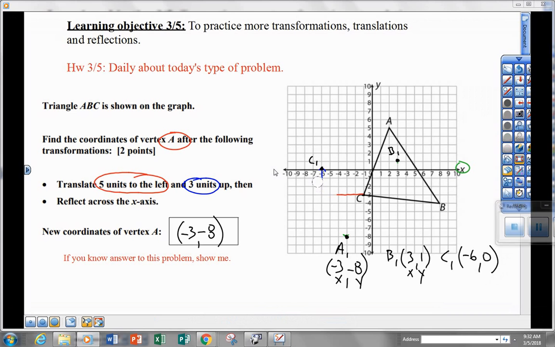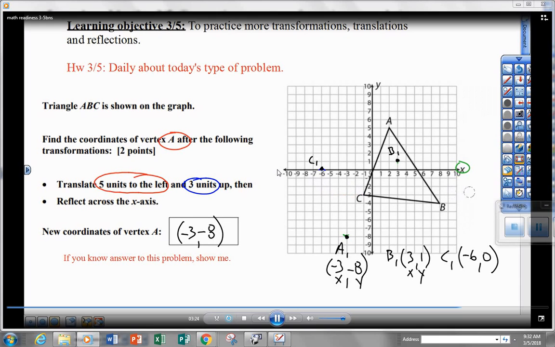And then I'm going to connect those points to show you the new image. So if I connect A prime, B prime, C prime, the red arrow, that is what we call the image. The one before the transformations, that's the pre-image. The one after it's been reflected and after the translations is called the image.